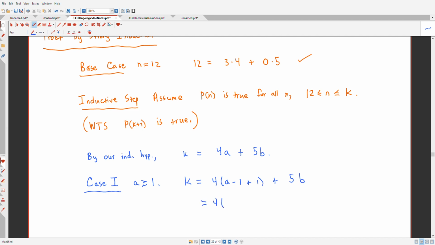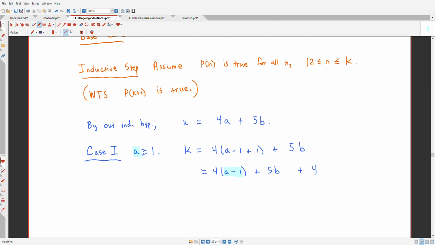And so the reason I have to be a little more careful here is that I want to make sure this number right here, a minus 1, is not negative, right? And that's why I really needed to break this up into a case.